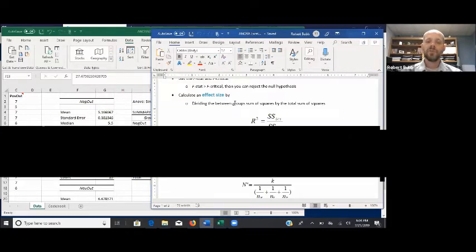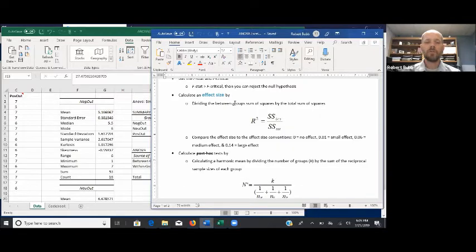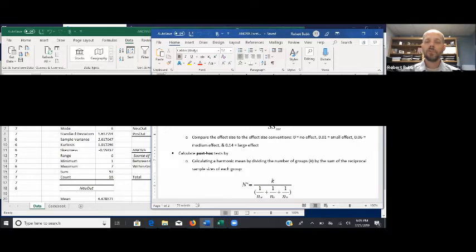Now note our conventions for the effect size have changed. Remember when it was a t-test, an effect size around 0 is no effect, around 0.2 we had a small, 0.5 is medium, 0.8 was large. But here, notice that the values are quite a bit smaller, and that's because we're squaring all of our values within our calculations. So when you square decimals, the values get smaller, not larger. So you notice here that 0 is no effect, around 0.01 is a small effect, around 0.06 is a medium effect, and around 0.14 is a large effect.